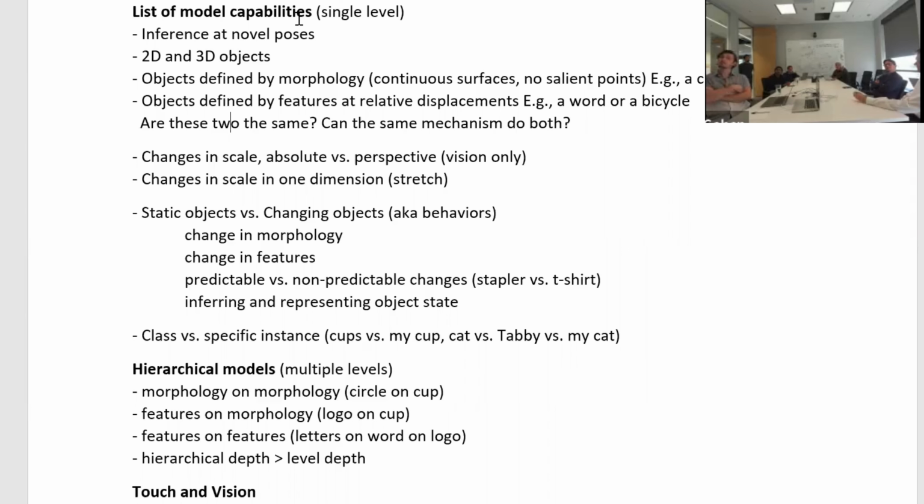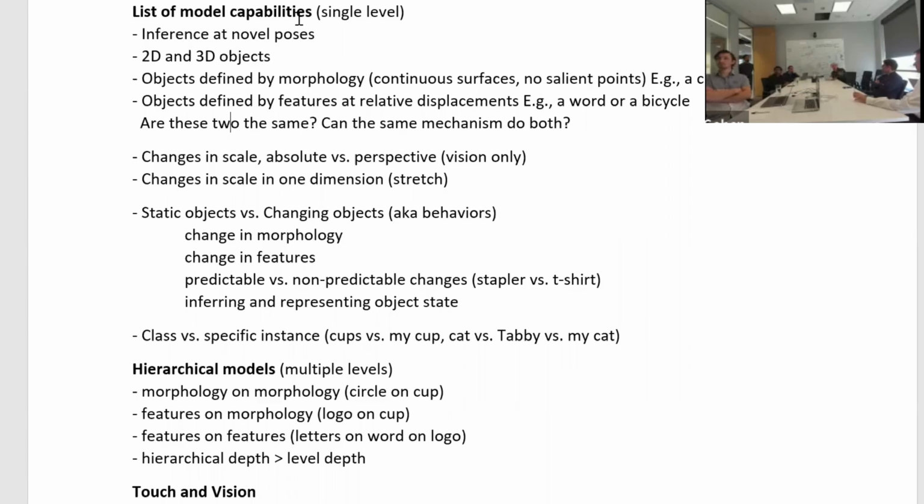Then there are clearly objects that are defined by features at some relative displacement. For example, a word. A word is a set of letters in a certain arrangement. That's it. There's nothing else to it. There's no necessarily morphology to the word. It's that arrangement in a certain order. If you change the order, you get a different word. Another example would be a bicycle, which is basically composed of wheels and frame and pedals and things like that.